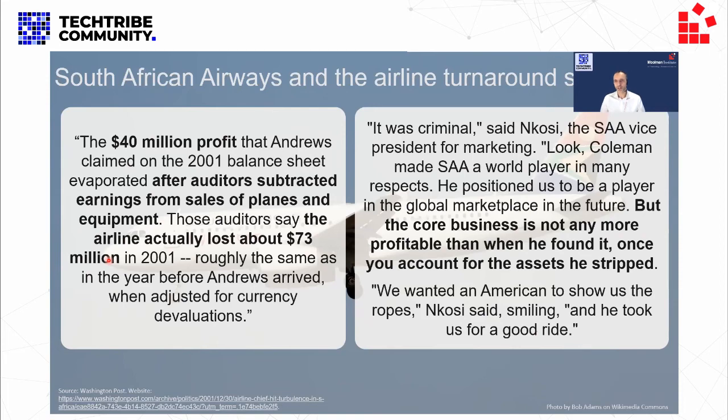And here we have somebody from SAA at that time saying that it was criminal. "Look, Coleman made SAA a world player in many respects. He positioned us to be a player in the global marketplace in the future. But the core business is not any more profitable than when he found it, once you account for the assets he stripped. We wanted an American to show us the ropes, of course," he said, smiling, "and he took us for a good ride." So that's just an interesting one, a red flag for how you set up incentives.